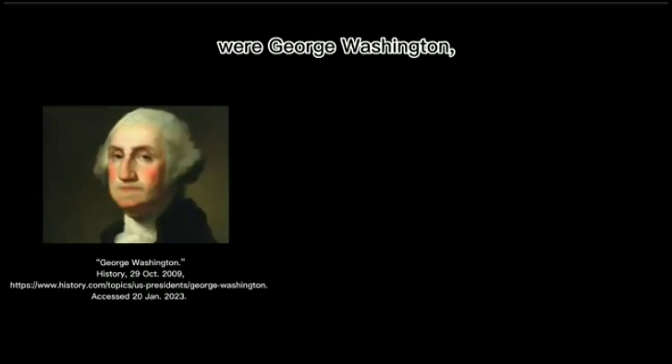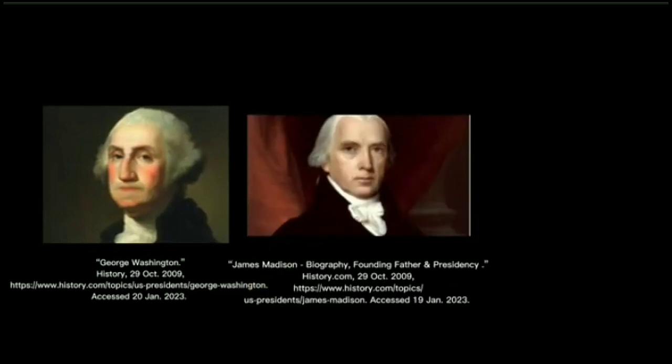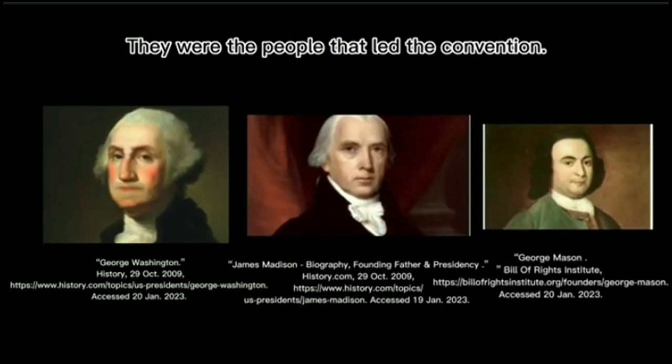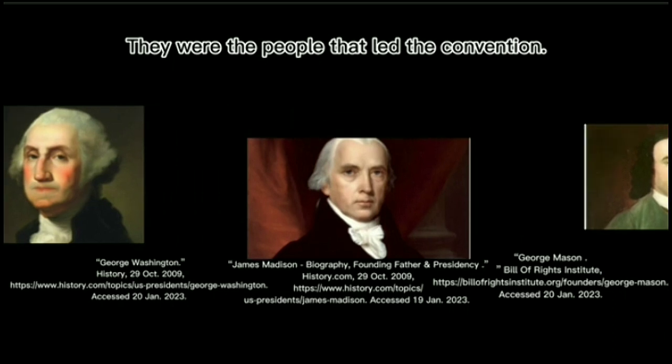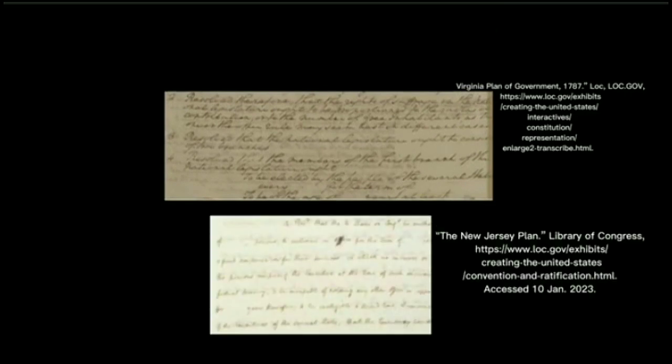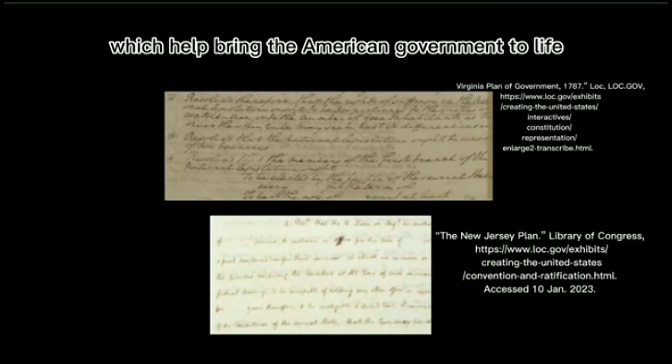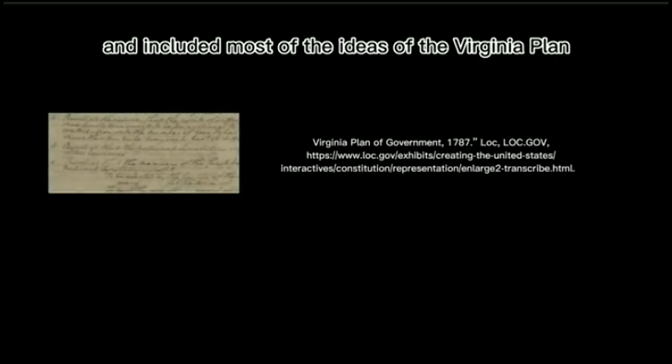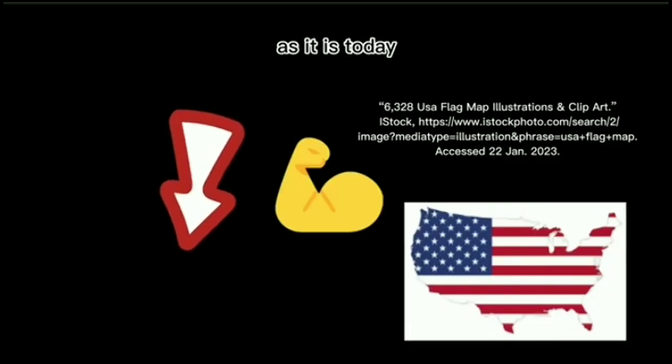Important figures at the convention were George Washington, James Madison, and George Mason. They were the people that led the convention. The convention made extremely important changes, the Virginia Plan and the New Jersey Plan, which helped bring the American government to life, and included most of the ideas of the Virginia Plan and some of the ideas of the New Jersey Plan. Without these changes, America would probably not have been as powerful as it is today.